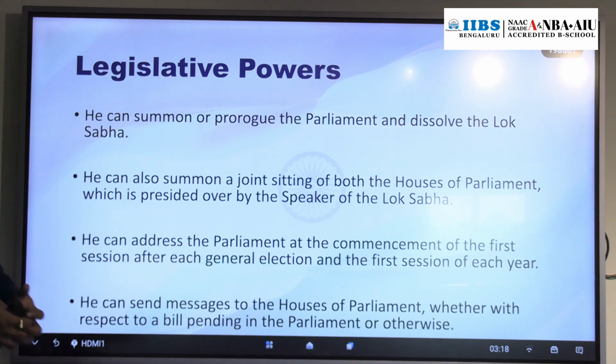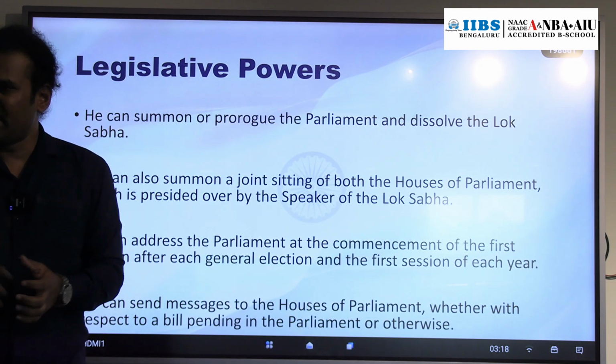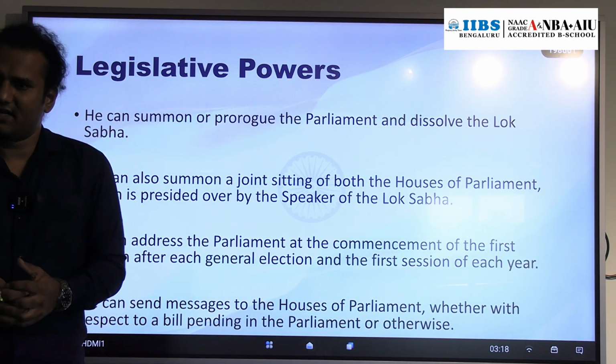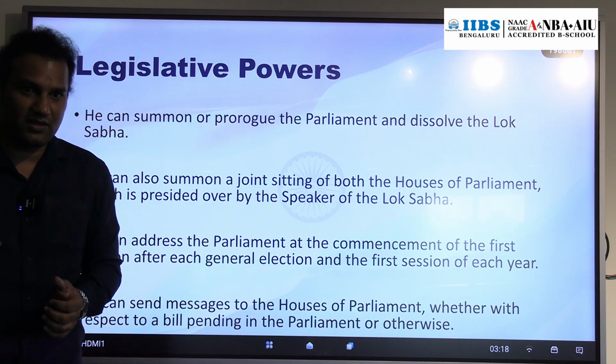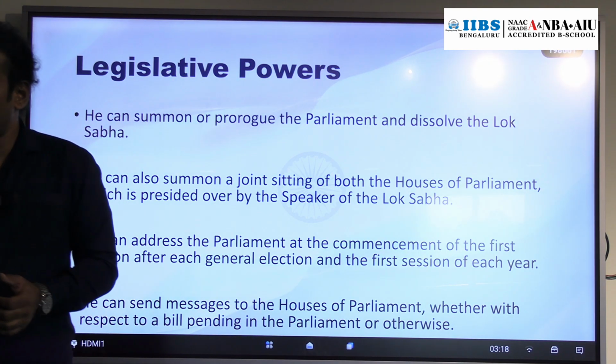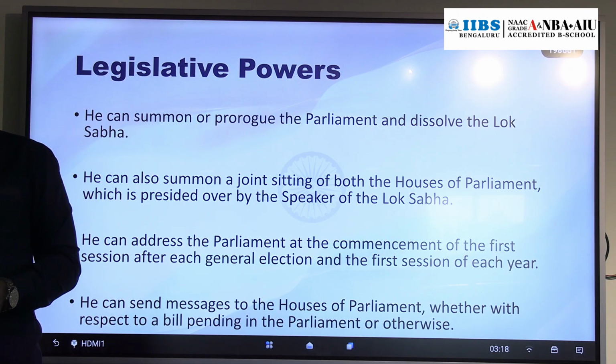Then next, what is that? General elections are there. Once in 5 years we have a general election, but it is not compulsory, right? If Lok Sabha is dissolved in the middle, then a fresh election will be conducted.